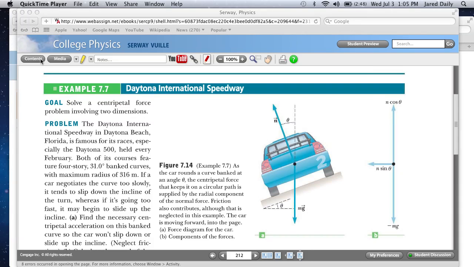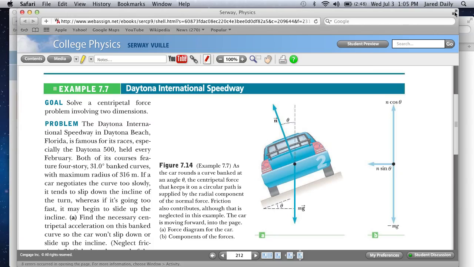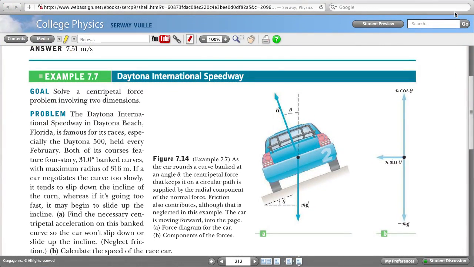And now we can take a look at this. All right, so this is example 7.7. We're going to finish up chapter 7 today.